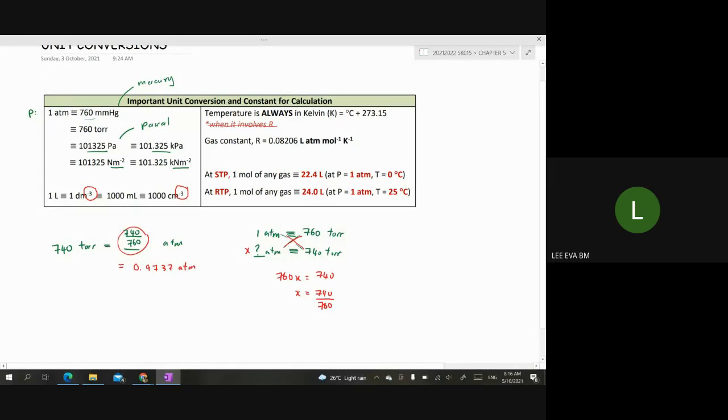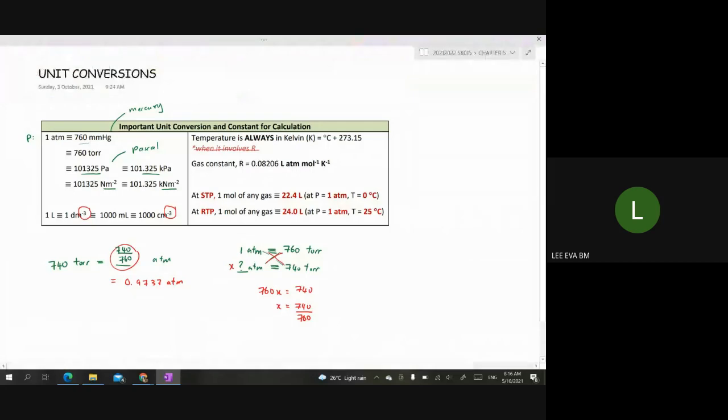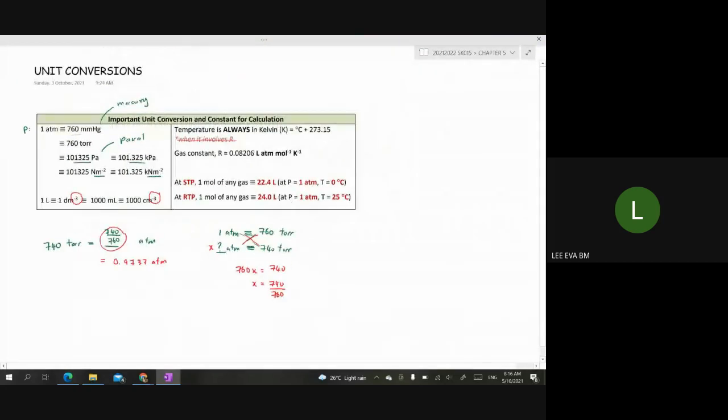Is that good? Is that okay? Boleh ke semua? Boleh, madam. Okay, madam keluarkan satu soalan lagi yang awak bagi tahu madam jawapan dia apa. Okay, sekarang madam ada 101 kilopascal. Tell me what is the value for atm.